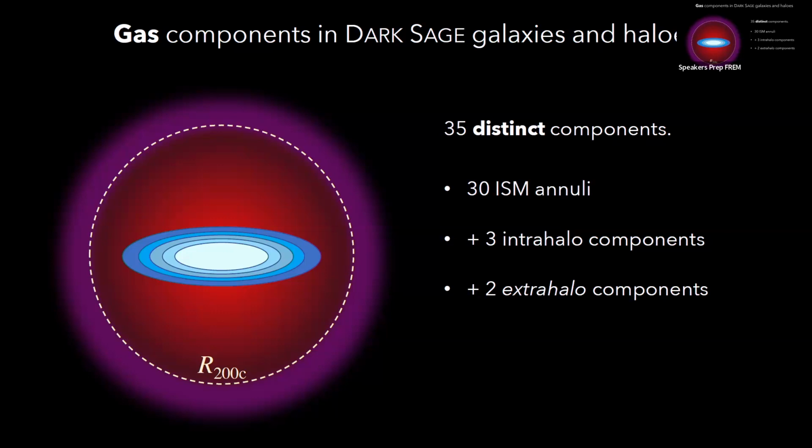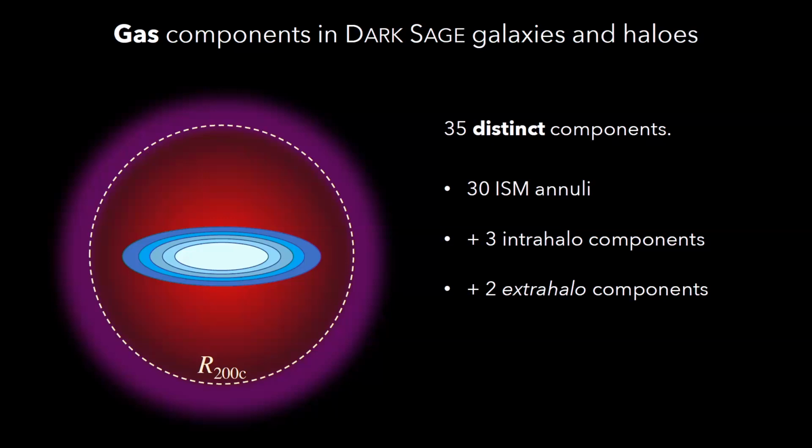There are 3 what I call intrahalo components. So this is the CGM, if you like, or the intracluster medium, depending on which mass scale you're looking at. One of which describes the static hot halo, for which there is gas available to cool onto the galaxy. 2 that describe gas that has come out of the galaxy that has been affected by feedback.